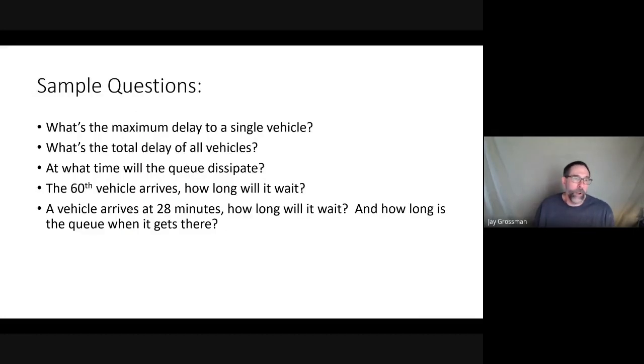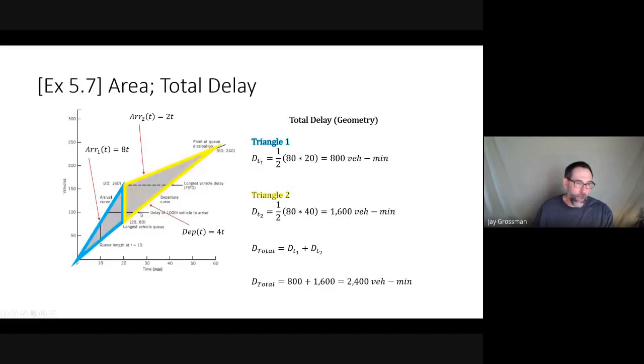What could I ask you? What's the maximum delay to a single vehicle? Well, how would you find that out? That's over here, and that's the longest horizontal line.